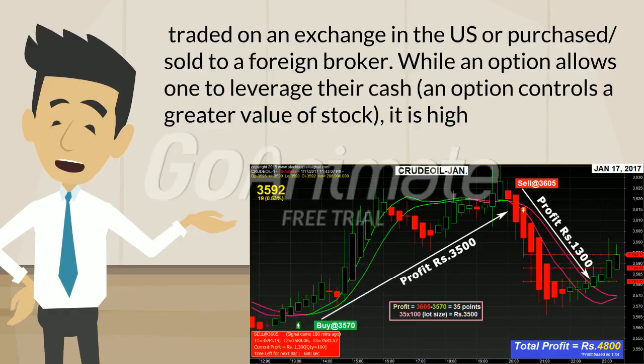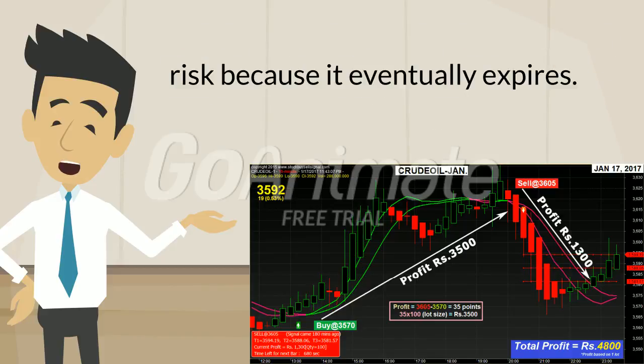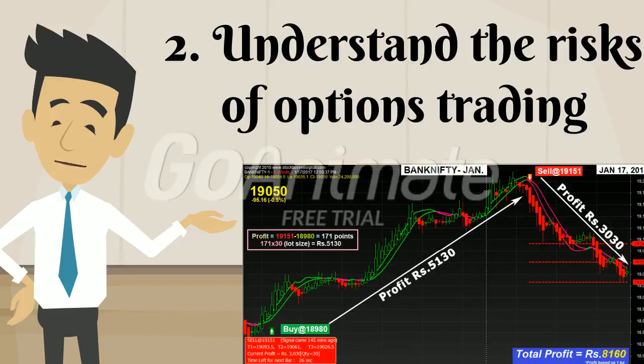Options are traded on an exchange in the U.S. or purchased, sold to a foreign broker. While an option allows one to leverage their cash, an option controls a greater value of stock. It is high risk because it eventually expires. 2. Understand the risks of options trading.